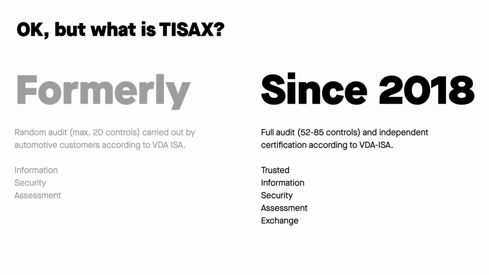Since 2018, there is one independent certification. In this case, you commission an inspector yourself, but he always checks the full VDA ISA catalogue. This means no longer 20 controls, but between 52 and 85 controls, depending on the additional modules. The testers and the test results are managed centrally and are therefore trusted. All TISAX participants can share the test results on an exchange platform.